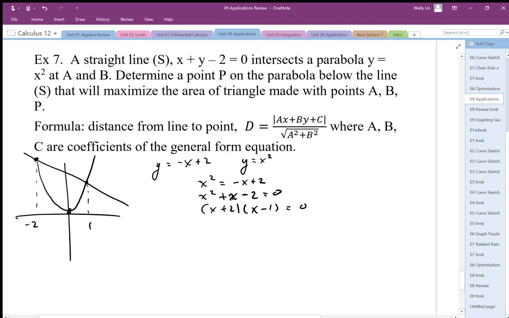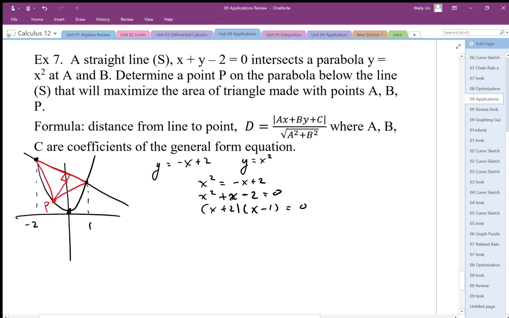So what we want to do is determine a point P on this parabola where we can make a triangle and maximize area. So I'm going to call that point P here. Okay, and we want to make this triangle and maximize the area. Well, the only thing that really can maximize this area is, notice that the base here is fixed. A and B are fixed. So the only thing that can maximize this area is maximizing the height of that triangle.